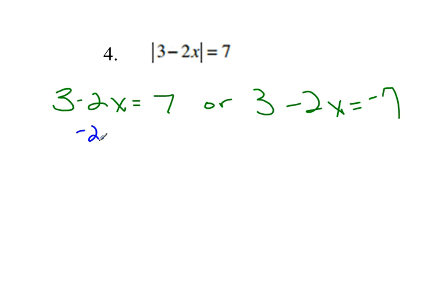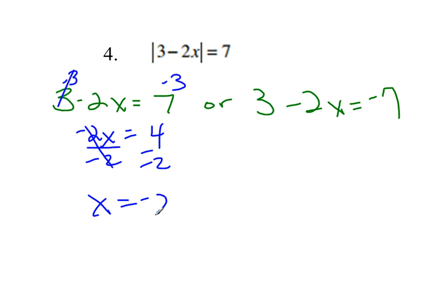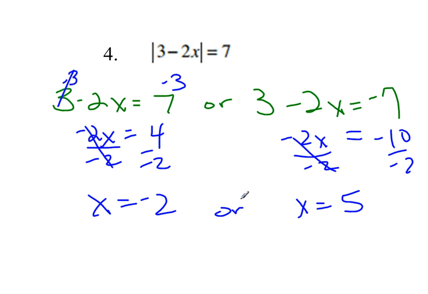So I have -2x. I'm going to get rid of the 3 actually. Now this negative goes on the 2, not the 3. So I should get 4 there, divide by the -2. X is -2. Here I'm going to go negative 2x. I'm going to subtract 3 here and get negative 10. And I'm going through that pretty quick. Slow it down, you can see how it gets there. So 2 answers right there.